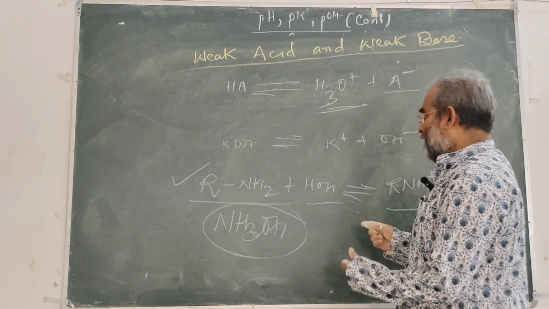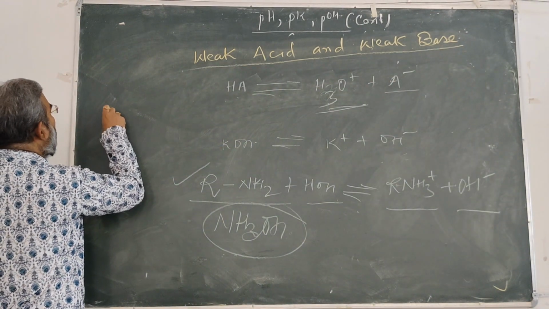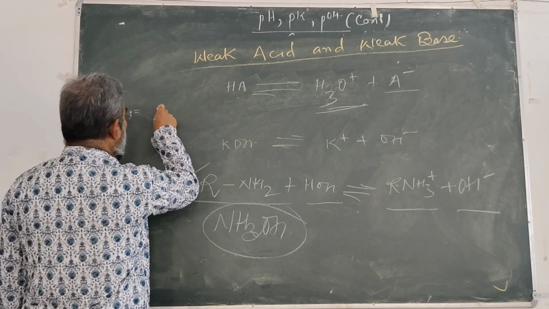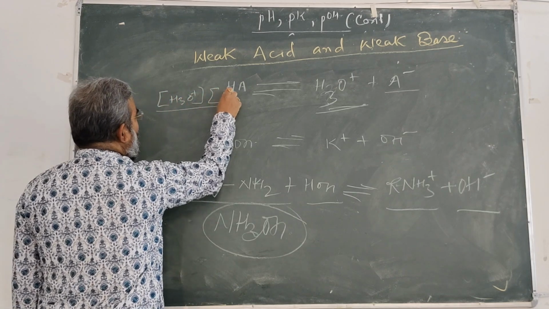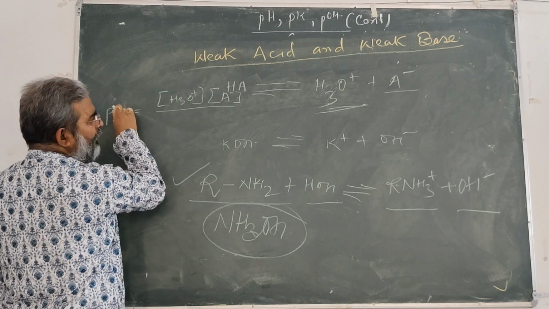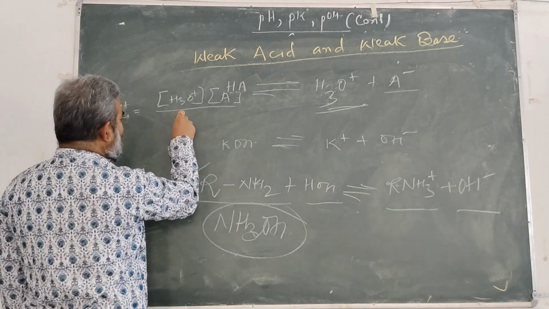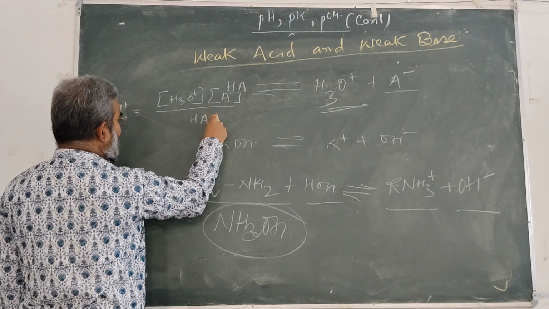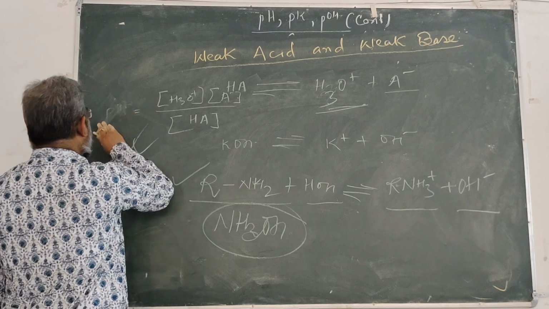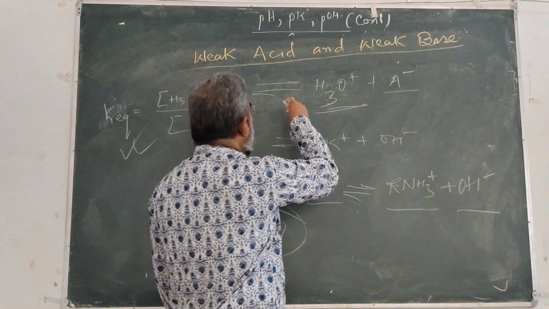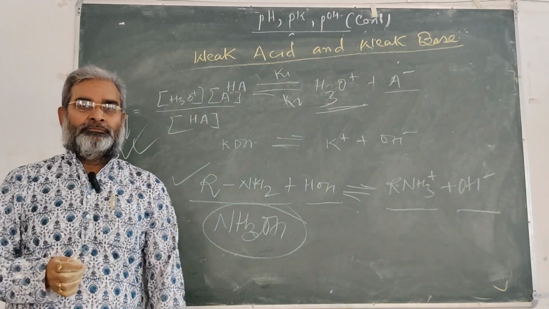And here A minus, that is HA. This one is the K value. Clear?